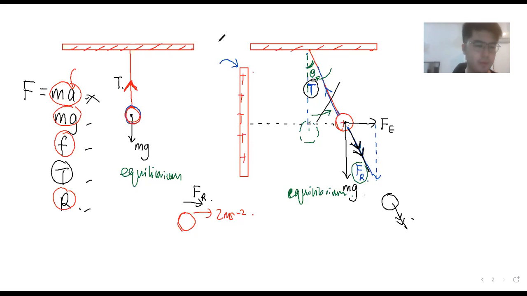Okay, let's talk about another example. This is the first example of equilibrium of forces. Now let me give you another one. Another very popular one, the inclined plane.